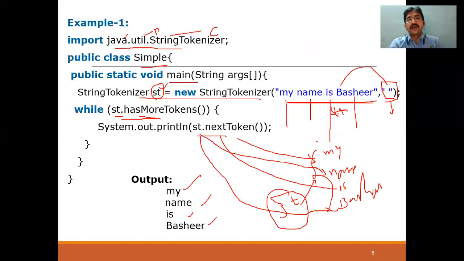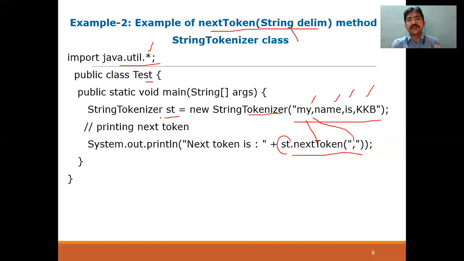In the previous program, we kept it in the while loop, and every time hasMoreTokens checks whether any more tokens are there. If the condition is true, nextToken executes again. How many times has nextToken executed? Four times, because we have four tokens: my name is Bashir. But in this one, we are not using any loops. We just have a single statement, st dot nextToken with delimiter comma. Whenever a comma is encountered, up to that it will be considered as a token and displayed. That's all. The output is "my".